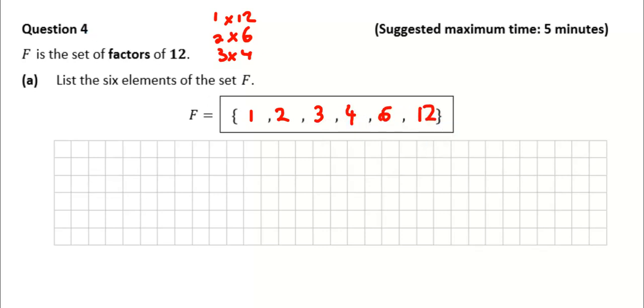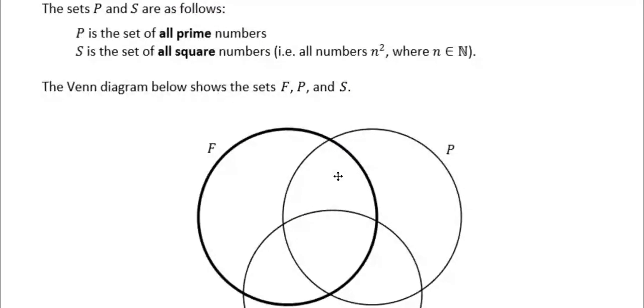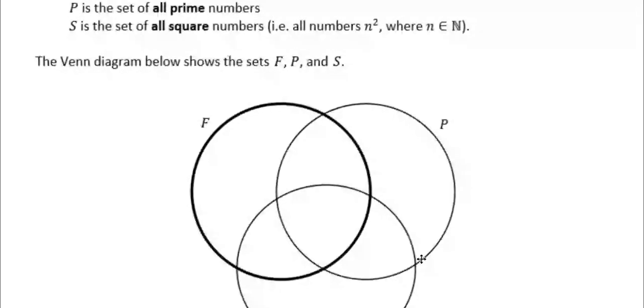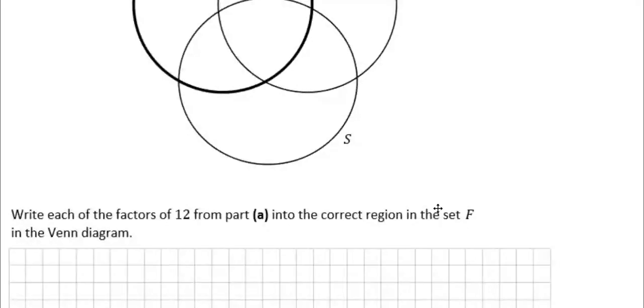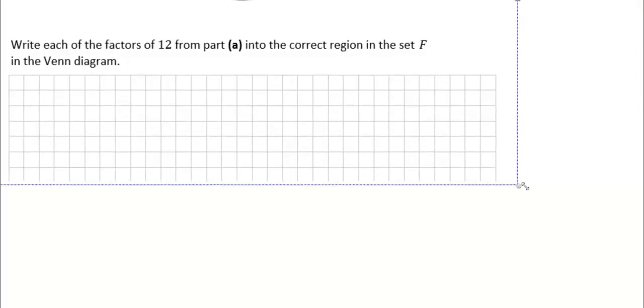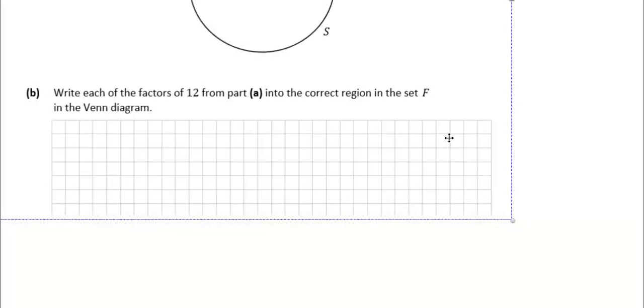Alright, next part. Sets P and S are as follows. P is the set of all prime numbers. S is the set of all square numbers. The Venn diagram shows F, P, and S below. Now, what we're going to do, write each of the factors of 12 from part A into the correct region of the set F in the diagram.